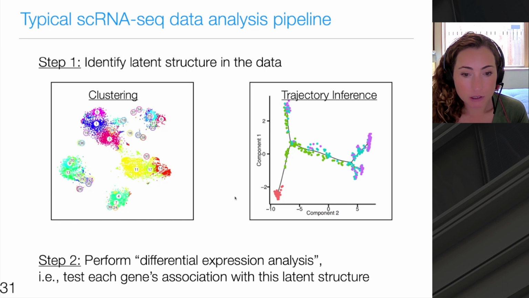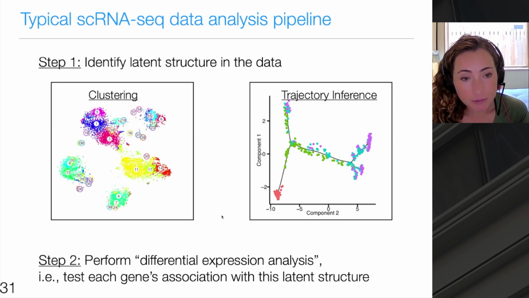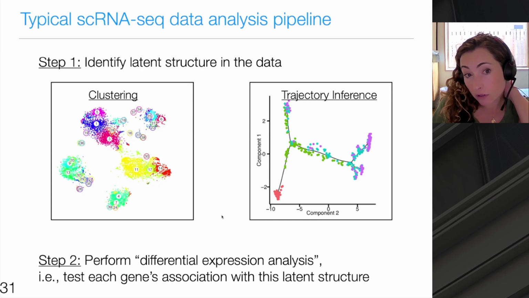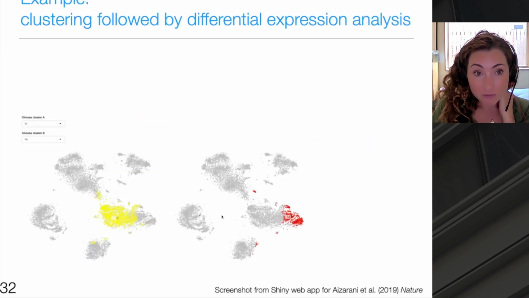So for example, maybe they cluster the cells in order to identify subtypes of breast cancer or whatever. That's step one. And then in step two, they want to identify genes that have different mean expression between the clusters that they've identified. And this two-step pipeline is used in virtually every analysis of single cell RNA sequencing data.